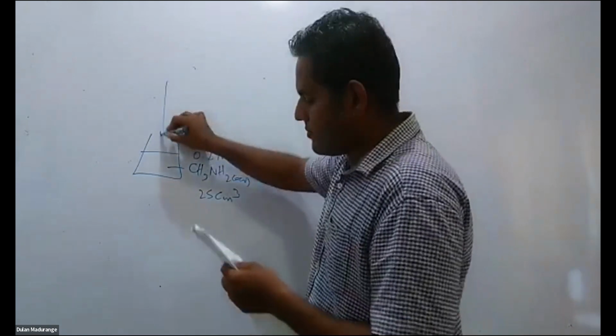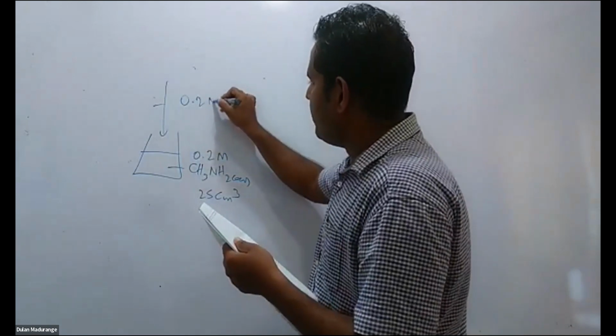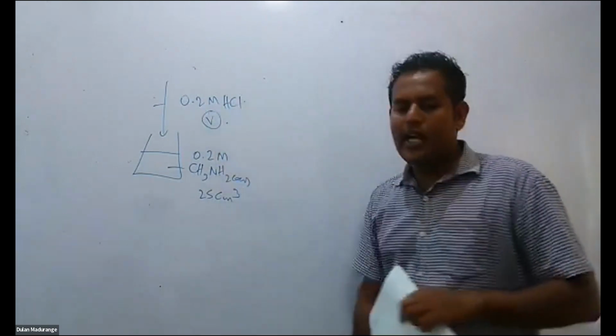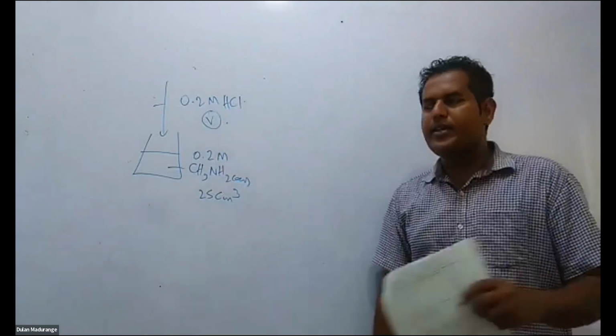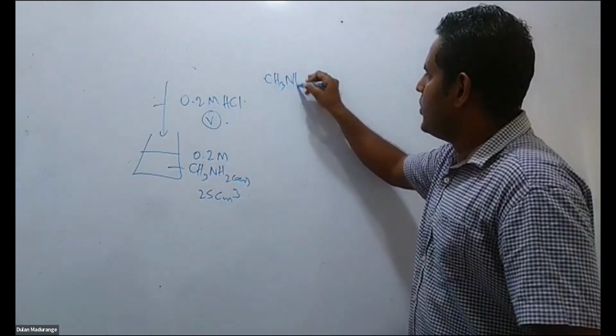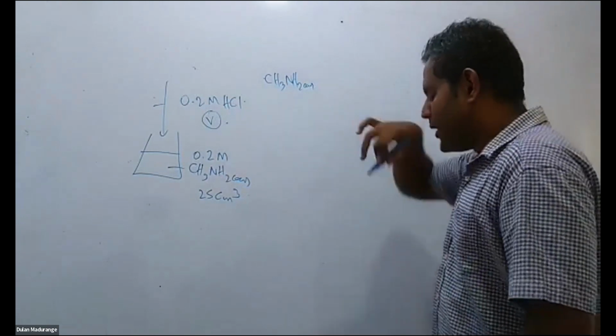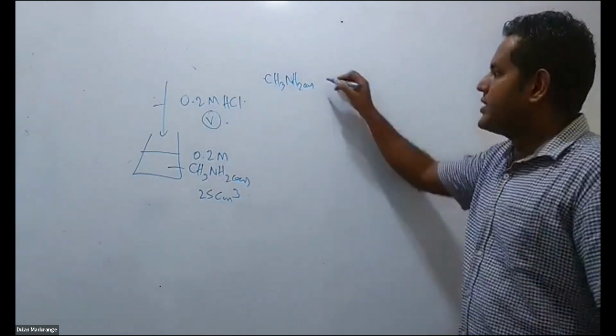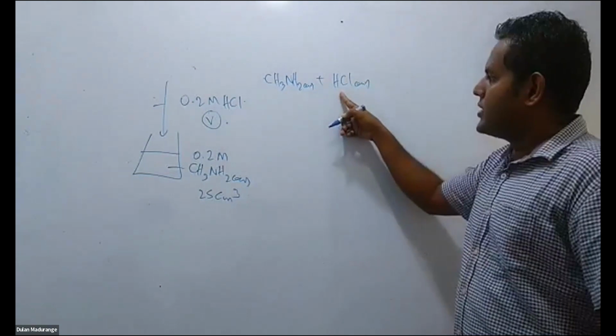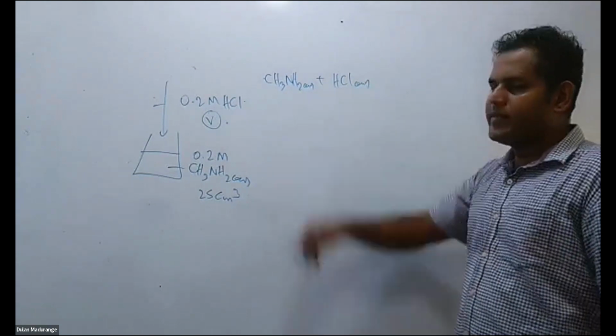Titrated with 0.2 M HCl, right? The volume at the equivalence point is not given. We should know it. We have to write the reaction. So how to write the reaction between CH3NH2 aqueous and HCl? Very simple. Mono acidic, mono basic, number 1.